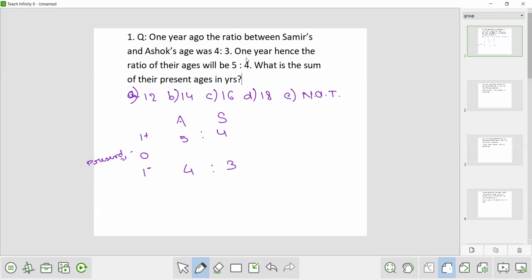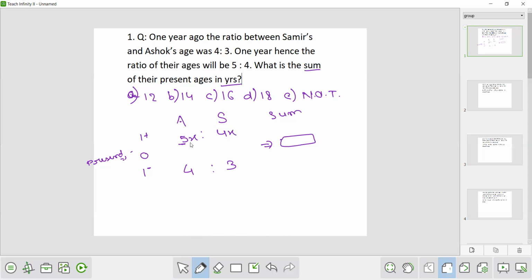So what the question is demanding: what is the sum of their present ages in years? So you have to find the present sum over here. How will you approach this question? Let's say there are two ratios given. For one ratio, we will convert it into an equation and we will move to the other ratio. Let's say here Ashok's age is 5x, so Samir's age will be 4x.